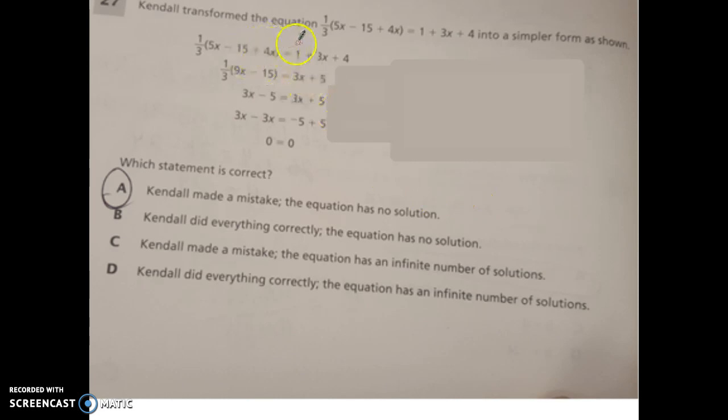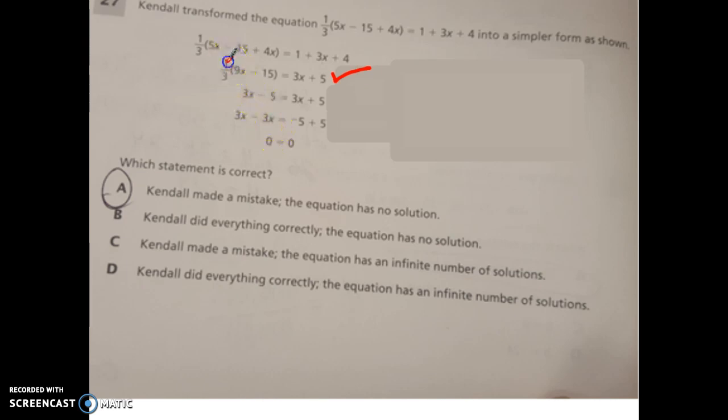Okay. Kendall transformed the equation. Gosh, I'm tired. Okay, transform the equation into the simpler form as shown. Which statement is true? So in this problem, she didn't distribute because you can see that 5x and 4x was combined to make 9x, and then 9x minus 15. And then over here, she has 1 and 4 to combine to make 5. So she's correct there. All right, she's good right there.